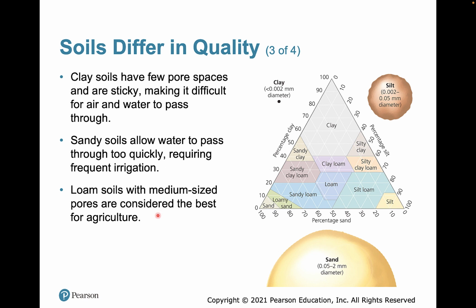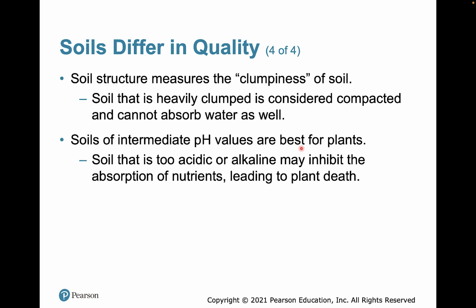And like I said, loam is the preferred soil because it allows the right blend of water to pass through and air to get in, and water retention. Soil structure also measures the clumpiness of the soil. If it's really clumpy, it's considered compacted and it doesn't absorb water as well. And you want a moderate pH soil, not too acidic, not too basic or alkaline. If it is too acidic or too basic, you may inhibit uptake of necessary nutrients.